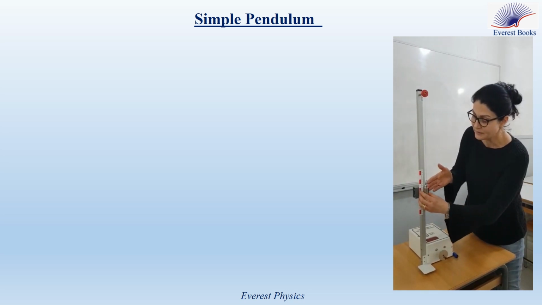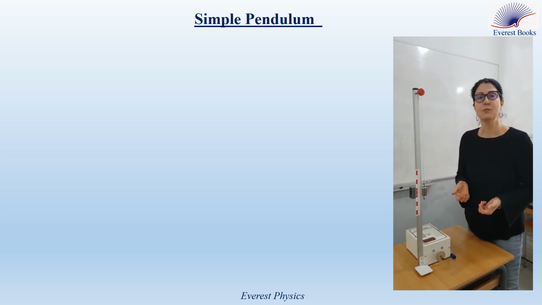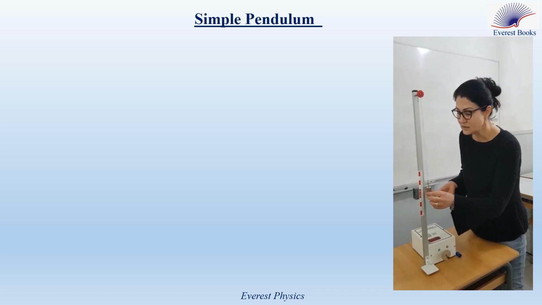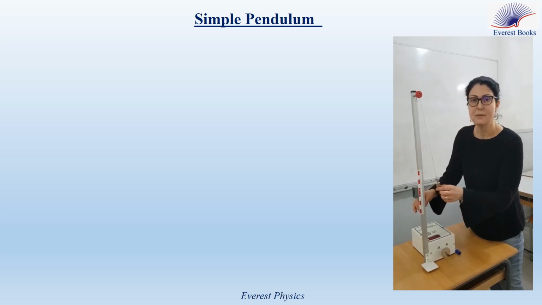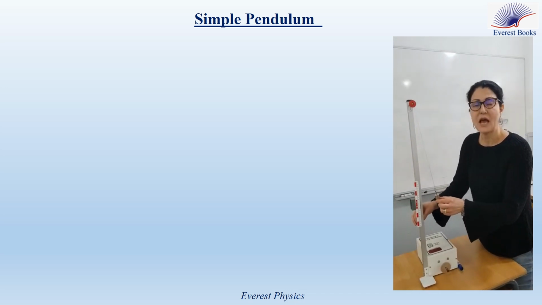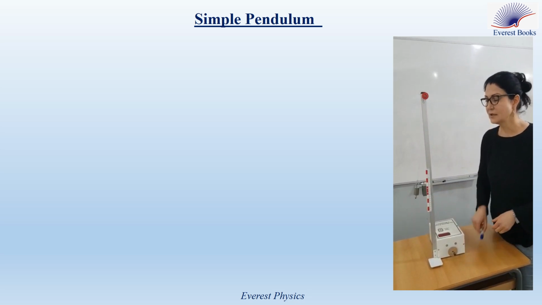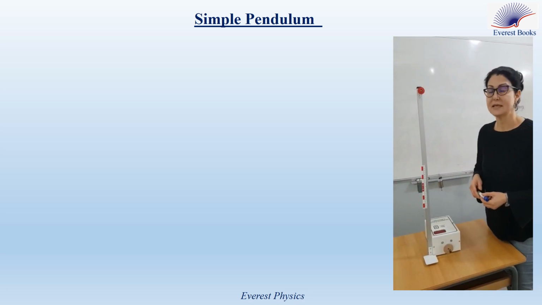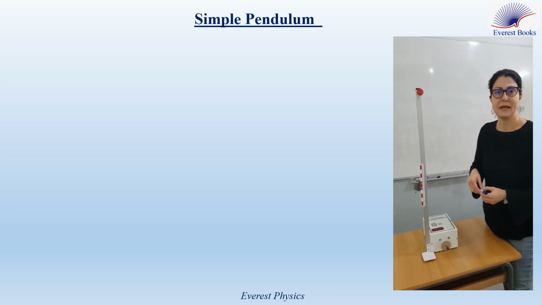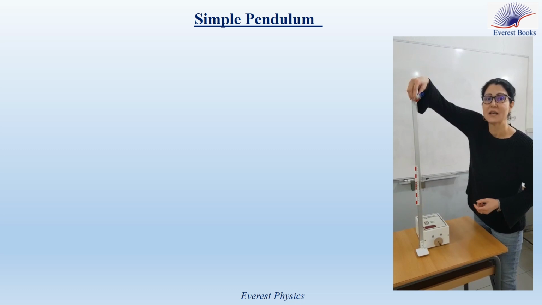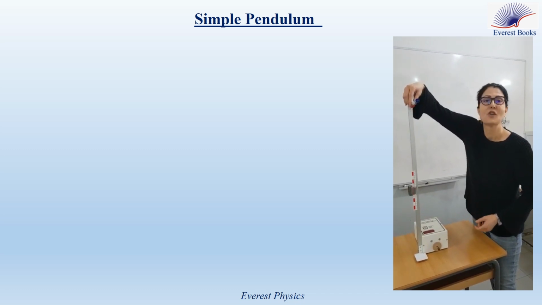Now, our pendulum is in its equilibrium position. Let's start the oscillations of the pendulum. I will displace the pendulum from its equilibrium position and then I will release it from rest. As you see, the pendulum oscillates in the vertical plane about a horizontal axis passing through the upper end of the cord.